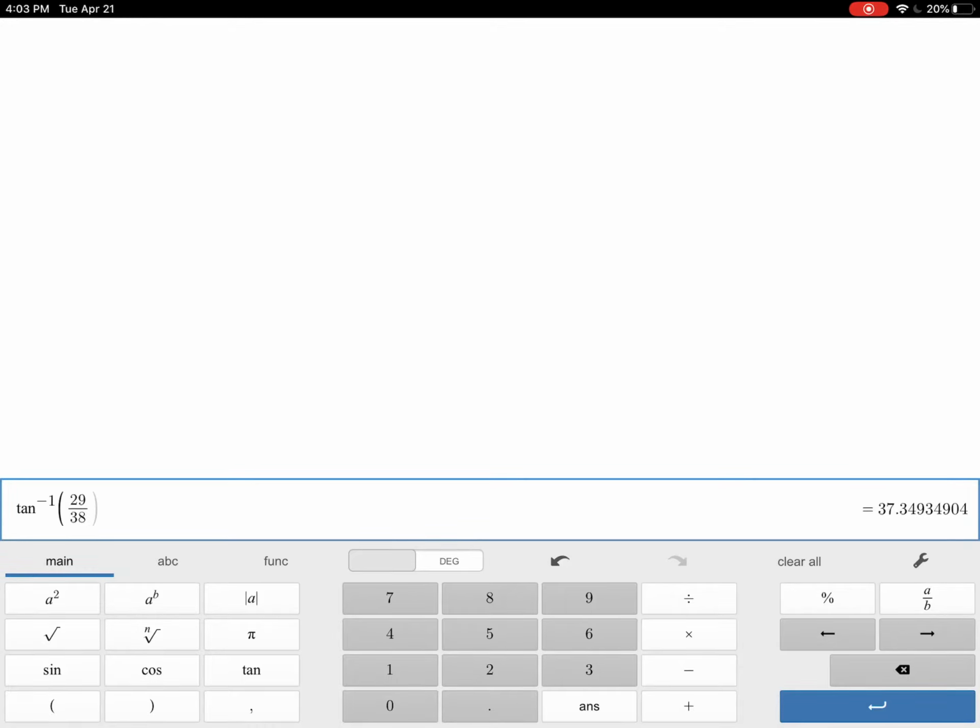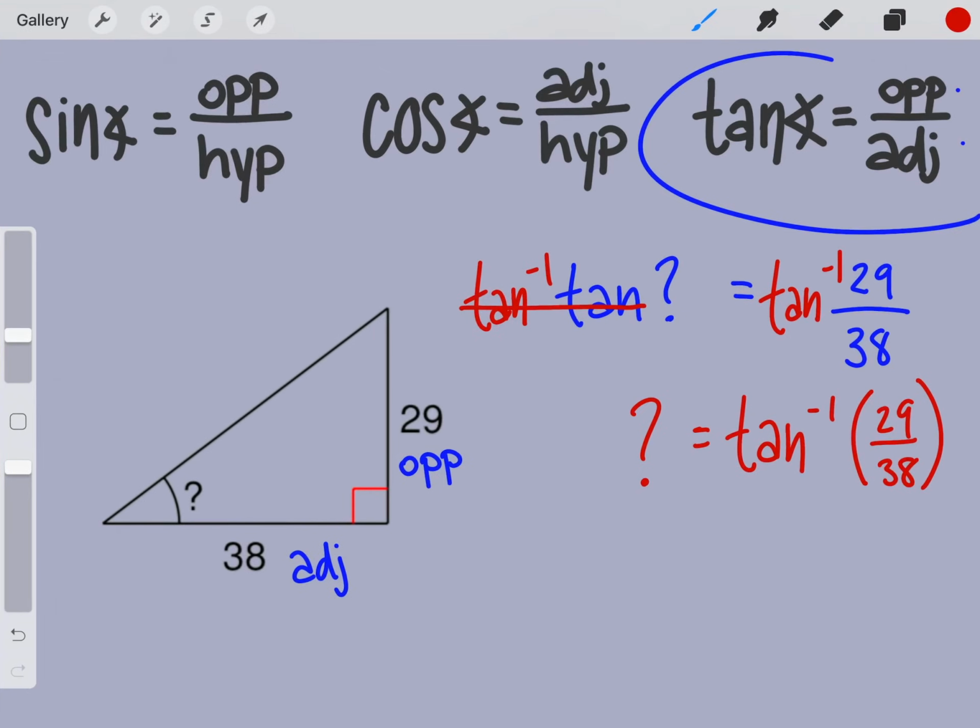When you do that, you get 37.349, which rounded to the nearest tenth is 37.3 degrees.